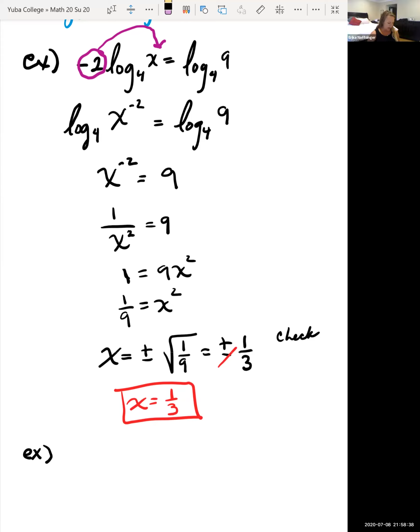So let's say you have log base 4 of x squared minus 9, so x squared minus 9 is in parentheses, then we have minus log base 4 of x plus 3. And this is equal to 3.